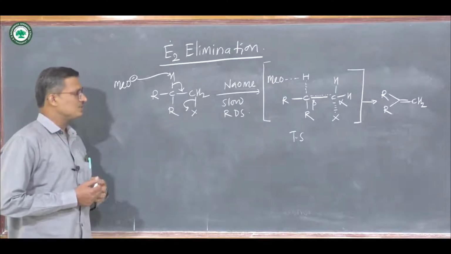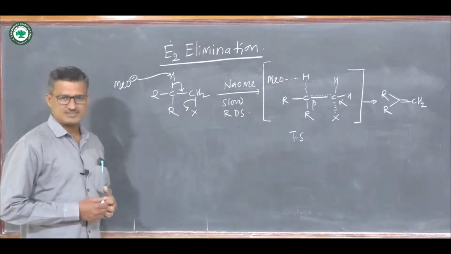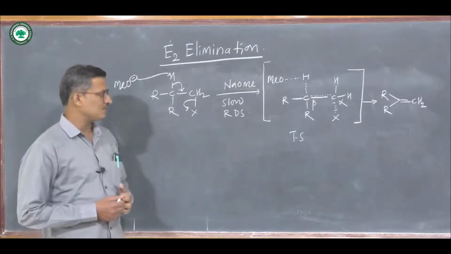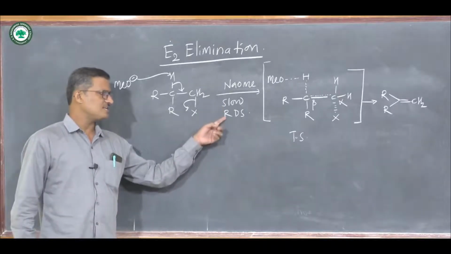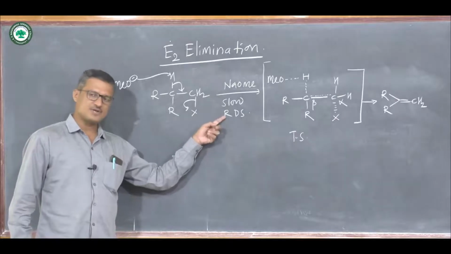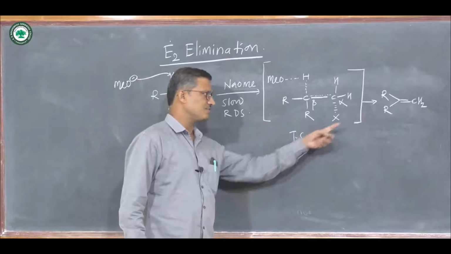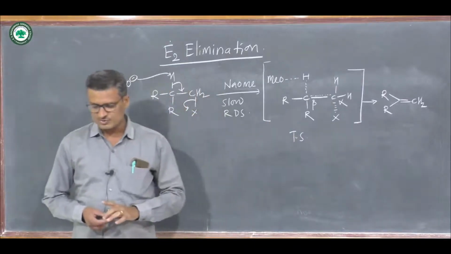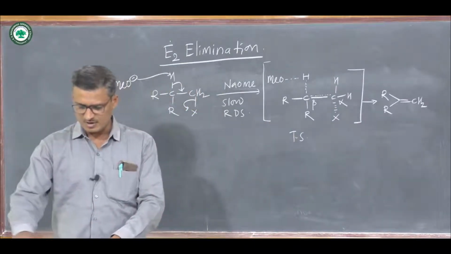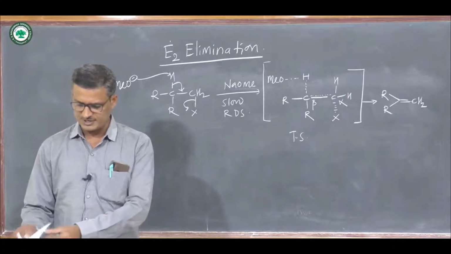Means in E2 the bond formation and bond breaking take place simultaneously, or it is a concerted process, and it is single step. The single step is the rate determining step. There is formation of a transition state, and the transition state is easily converted into the product. So this is the simple mechanism of this reaction.